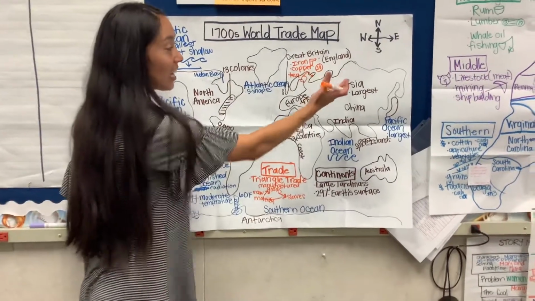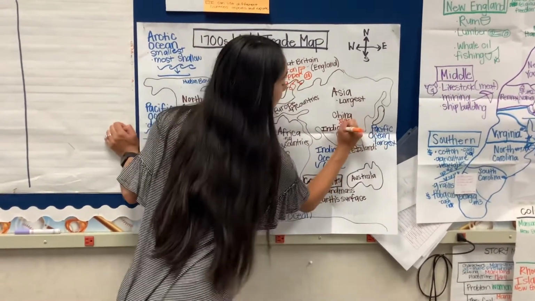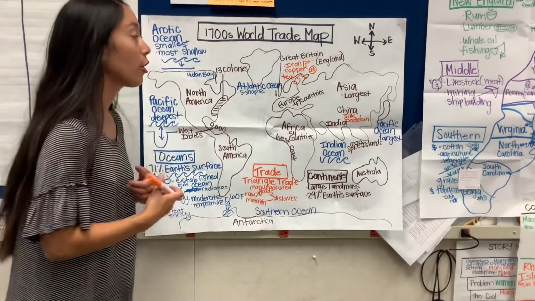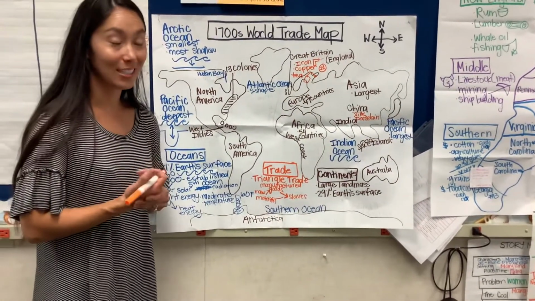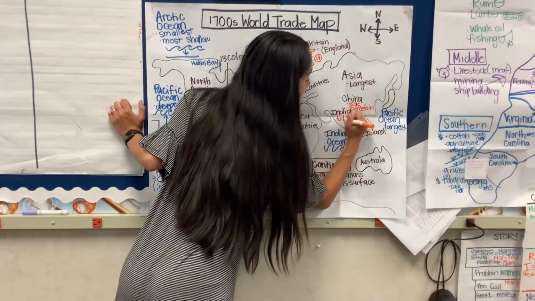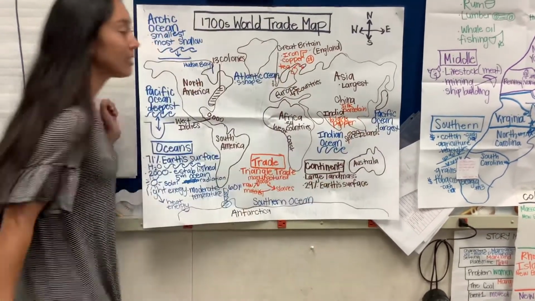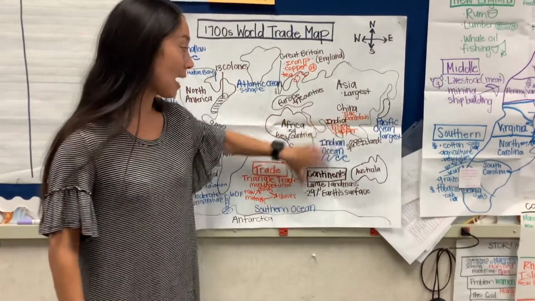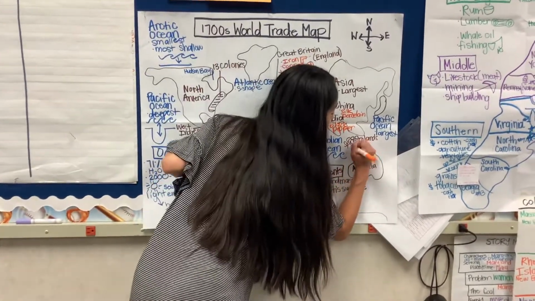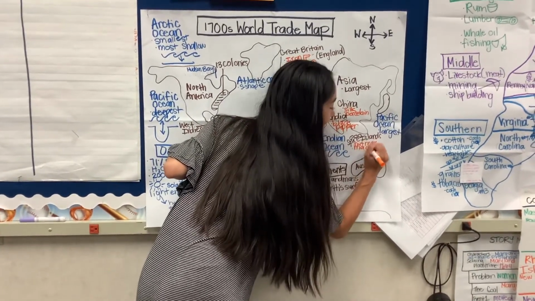In Asia, China was known for their silk. Say silk. And they were known for their porcelain. Say porcelain. Now in India, they were known for their black pepper. Say black pepper. And close by India, we have the Spice Islands. In the Spice Islands, they got their names from all the spices that they had.